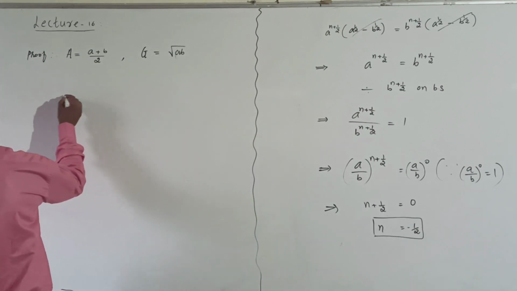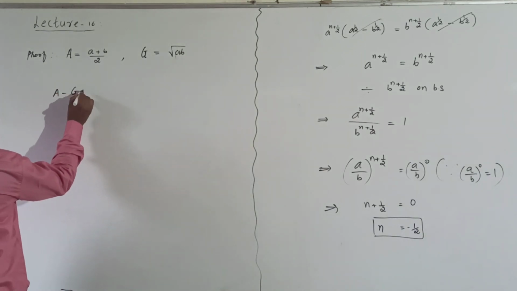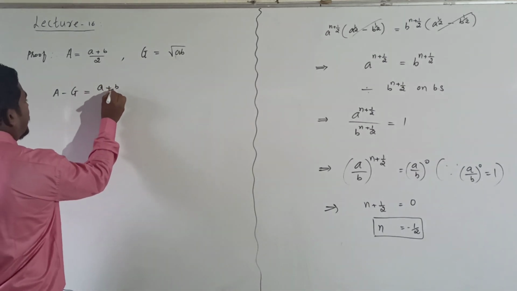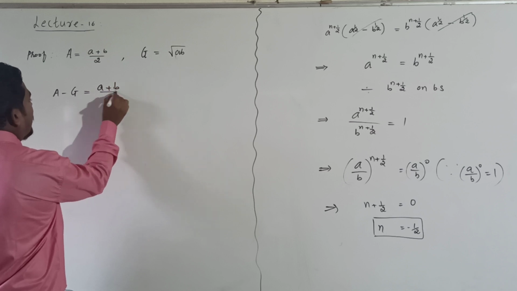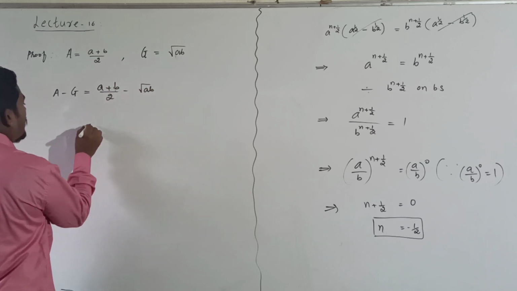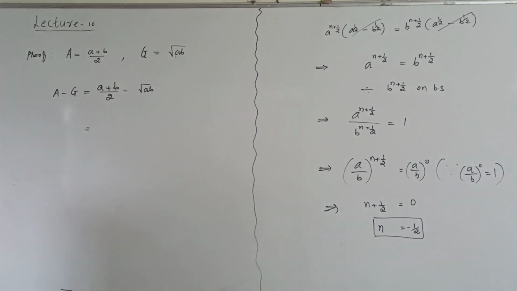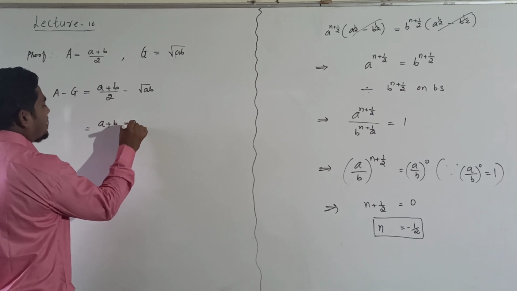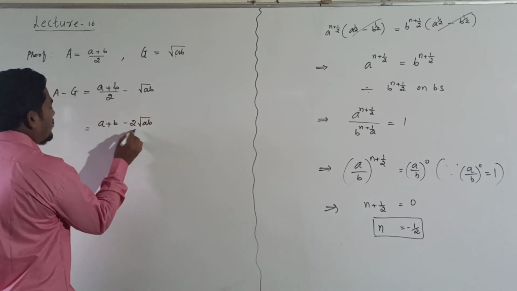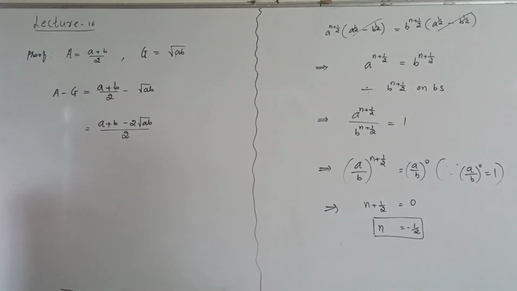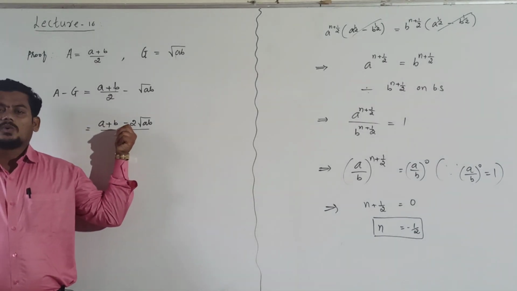After this, I will take A minus G. A minus G is a plus b divided by 2 minus root ab. After this, just taking LCM, a plus b minus 2 root ab, whole thing divided by 2.